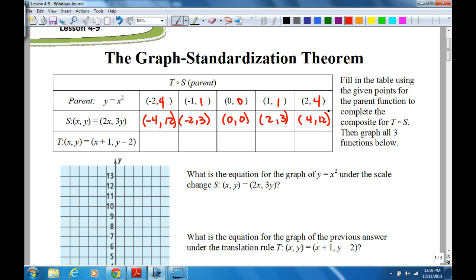Now, I'm going to not only do the scale change, but I'm going to take this row and put it towards a translation change. So I'm going to take my first number, negative 4, and add a 1 to it. So it becomes negative 3.